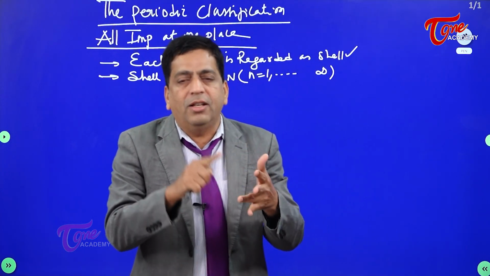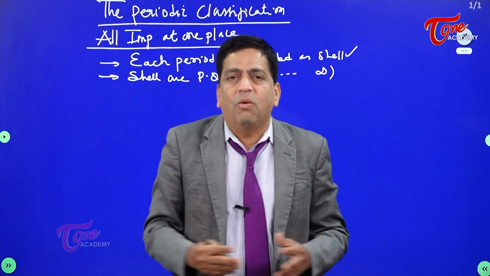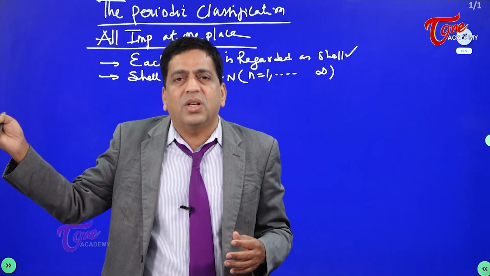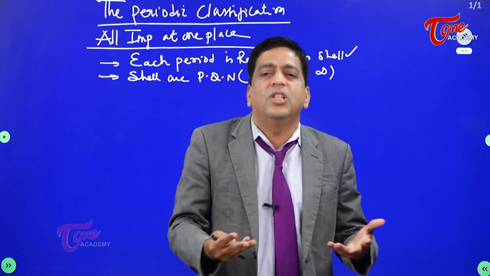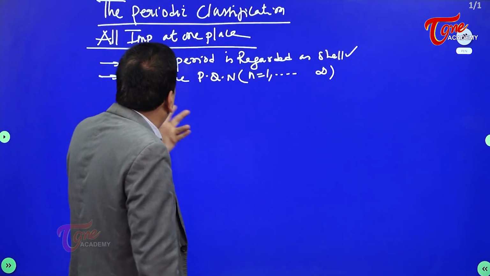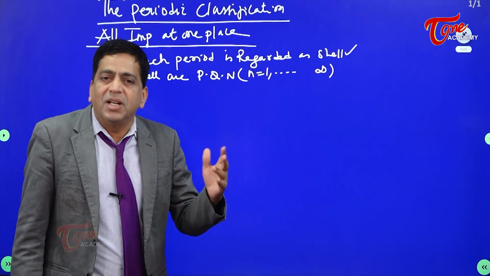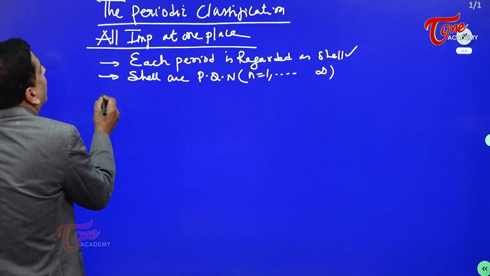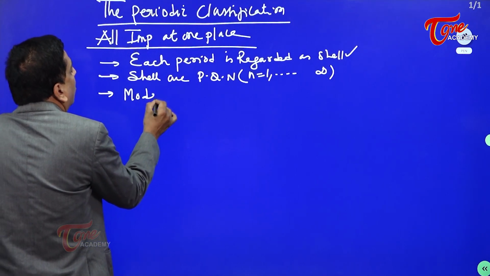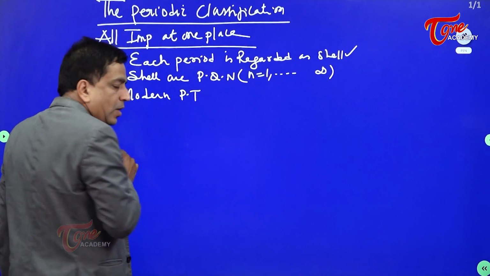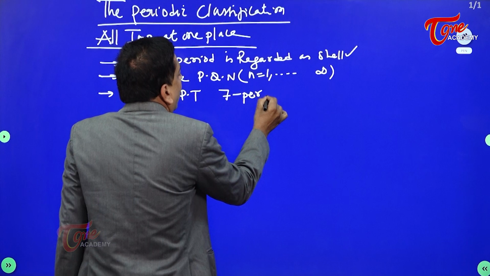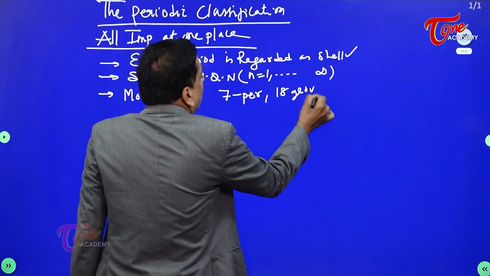So you have the 8th, 9th, 10th, 11th, and you have a lot of scope for yourself to check out some more elements which are left outside, which we have not yet discovered. So you understand that each period is regarded as a shell, and shells are designated by what? Principal quantum numbers. You must understand. The second important thing is the modern periodic table will have 7 periods, and 18 groups. You must understand.